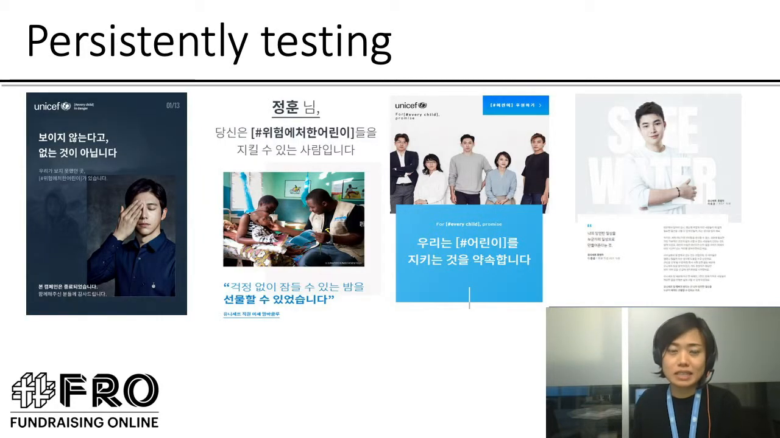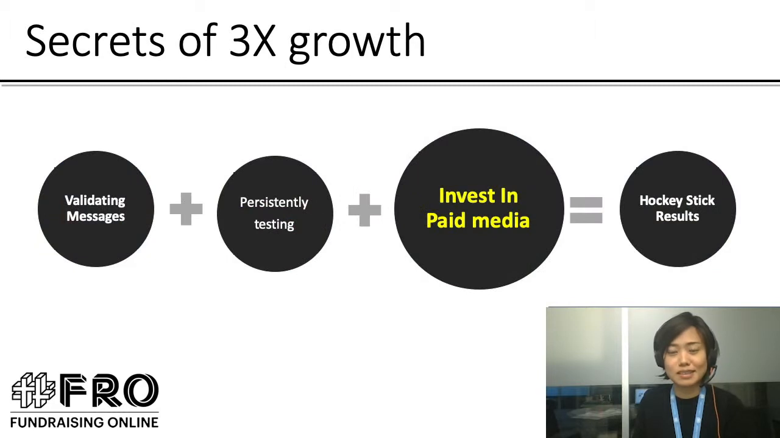It would be really nice if everybody could find a winning content in a short period of time, but even for UNICEF Korea, they had to go through 2 very painful testing periods. They tested all the different messages on different formats, advertising platforms, using different models and different approaches and messages as well. So the key success factor or secret would be persistent testing. The final element would be investment in paid media.